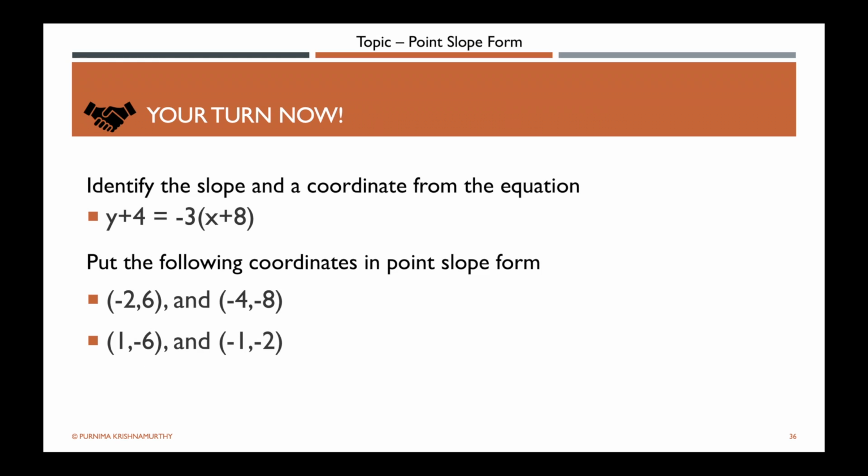It's your turn now. Here are a few problems to help you understand this concept even better. 1. Identify the slope and a coordinate from the equation y plus 4 is equal to -3 times x plus 8. The next problem is put the following coordinates in point-slope form: -2, 6, and -4, -8. Another one is 1, -6, and -1, -2. The answer to these problems will be in the description box below.